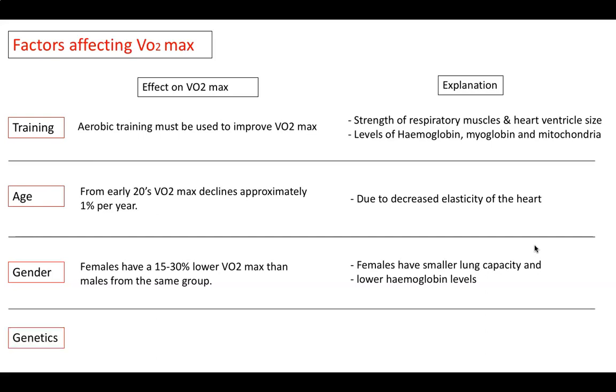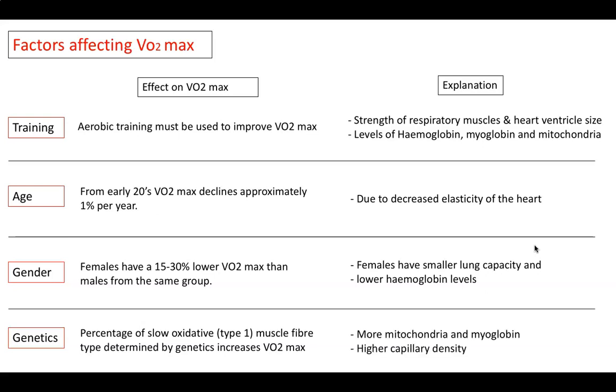Finally, genetics or physiological makeup. We have to be aware that a percentage of slow oxidative type 1 muscle fiber types, determined by genetics, can increase VO2 max. Or if you have a high percentage of fast glycolytic type 2B muscle fiber types, that's going to decrease our VO2 max. The type 1 obviously has more mitochondria and more myoglobin and a higher capillary density as well. So they are factors that affect VO2 max.